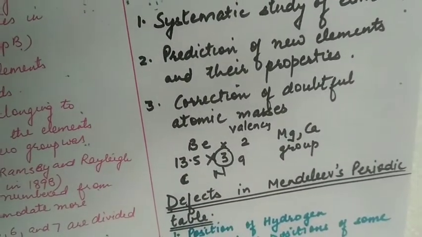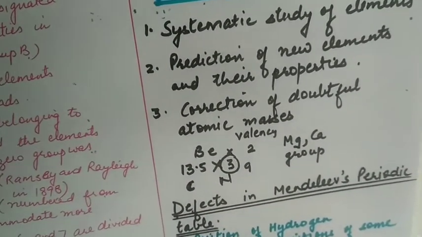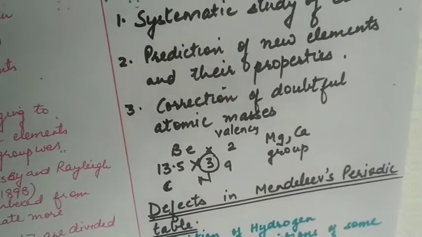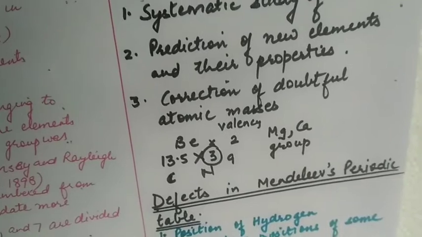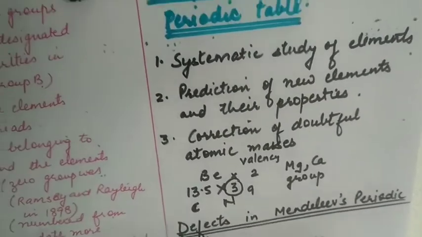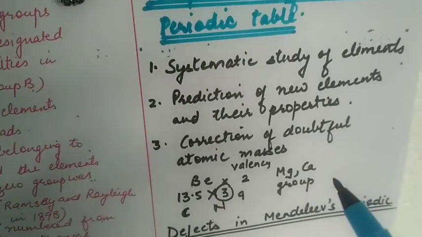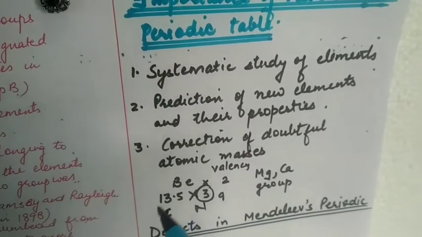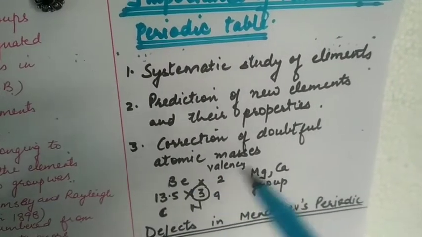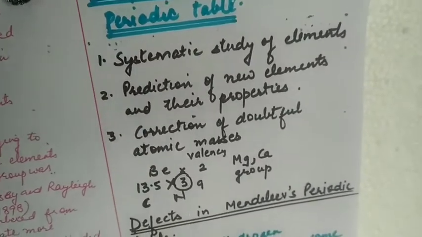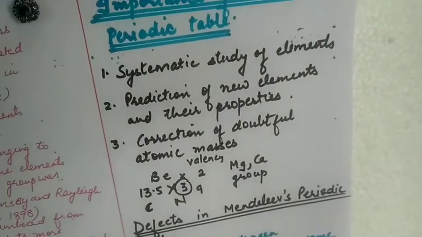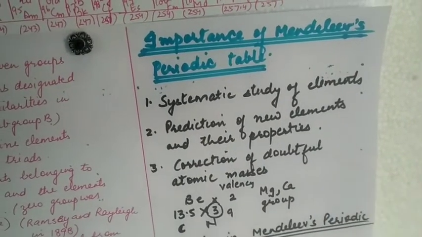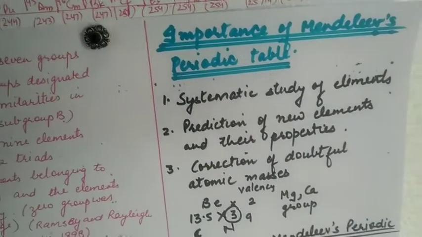But while placing the elements, the properties of beryllium resembled more of group 2 than its placement between carbon and nitrogen. So because of its resemblance, Mendeleev gave it a valency of 2 and computed its atomic mass to be 9, 4.5 into 2 is 9, and rightly placed it in the second group. And similarly, he corrected the atomic mass of many other such elements.